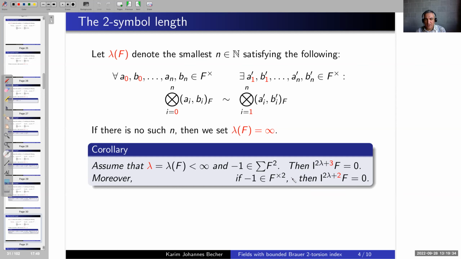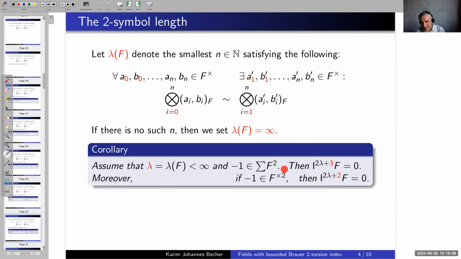And using this here, this is what one shows first. Kahn has an argument to see how one gets this already when -1 is only a sum of squares. But you could still ask, since this here is weaker than the last conclusion, can we not go from here to there?